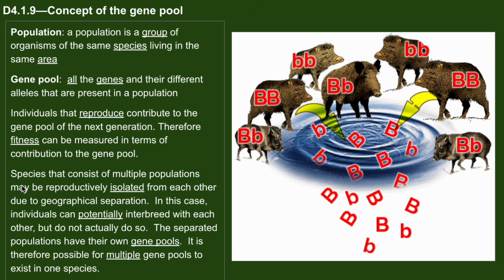Species that consist of multiple populations may be reproductively isolated from each other due to geographical separation. Now, in this case, individuals can potentially interbreed with each other, but don't actually do so. The separated populations have their own gene pools. It is therefore possible for multiple gene pools to exist in one species.